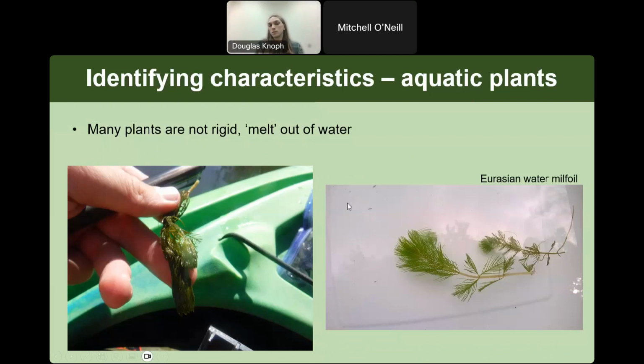There are certain species where when you pull them out of water, they do kind of retain their shape and they have a more rigid structure to them, and that is important to include. So you can either have a photo of that or include it in the comment section for a record. But in general, a lot of the invasive plants do better for photographing when you have them in water.